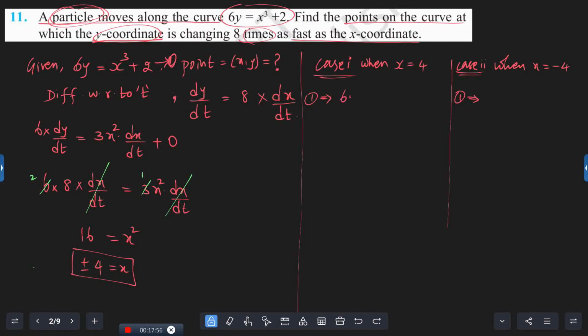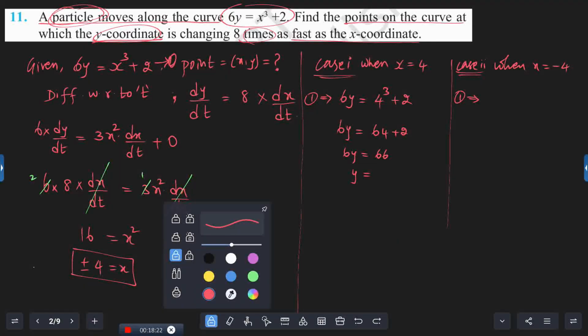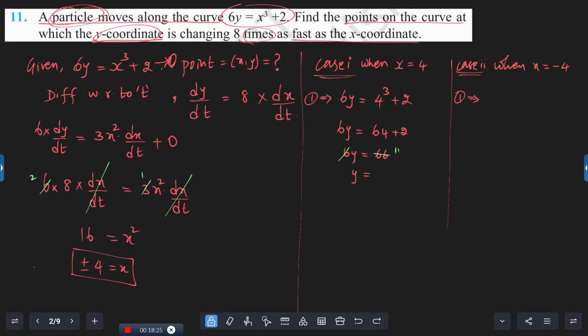So we have 6y equal to 4 cube plus 2. Here x cube is 4 cube. Understand? So 6y is equal to 4 cube, what is 4 cube? Yes, 64. 64 plus 2. So 6y is equal to 66. Then y equals 66 by 6, you can cancel here itself. 6 elevens are 66. Then y equals plus 11. Therefore, the point is 4 comma 11. That is one point.